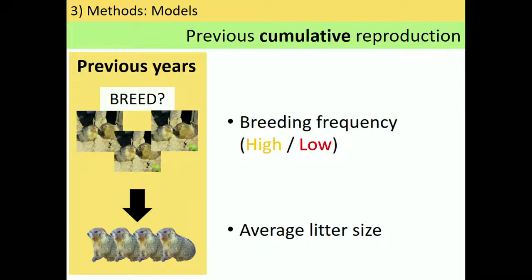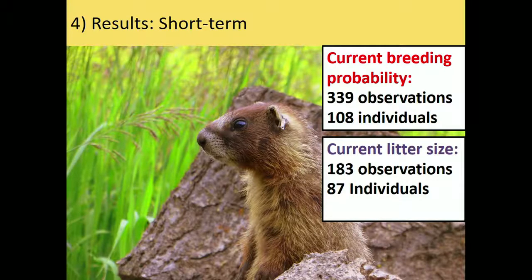Now, if there is a long-term cumulative cost of reproduction, what you'd expect to see is that females with either high previous breeding frequencies and/or many pups in the past would be either less likely to breed again in the current year or maybe have lower litter sizes if they do breed. And now we move on to the results, and I'm also giving you my sample sizes here for the current breeding probability and litter size models.